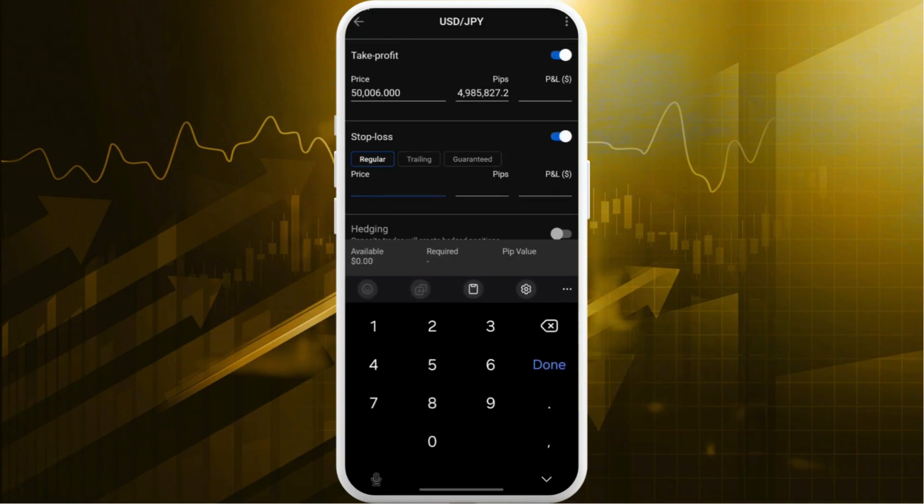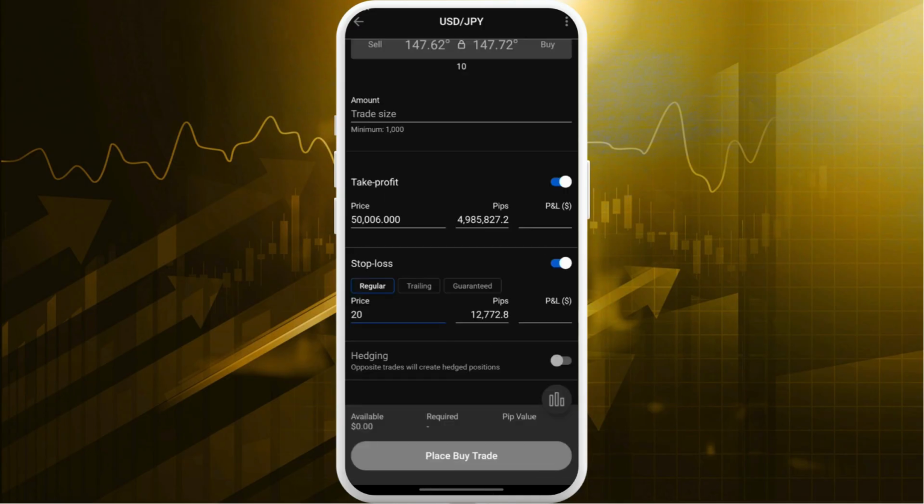Now enable this stop loss feature, and from here you can determine the price level at which you want your stop loss order to be triggered. So this should be at a level where you are willing to exit the trade if the price moves against you. So enter the price accordingly, and once you configure other options too, you can tap on this place buy trade button. So that's how you can easily set up the stop loss and take profit on forex.com.